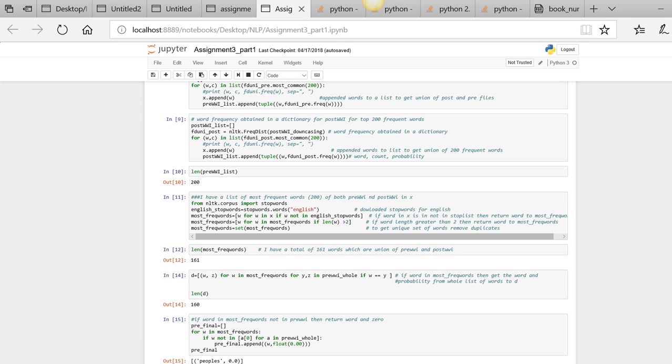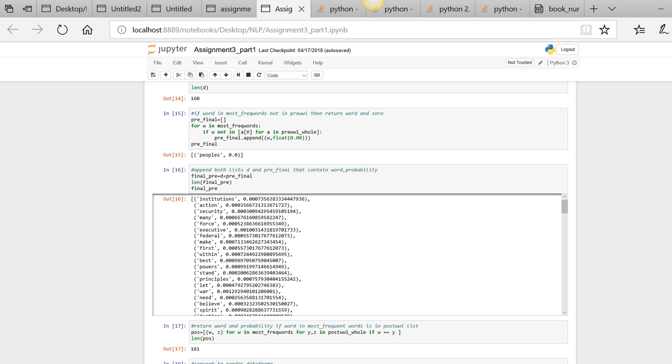For every word in the most frequent words, its corresponding probability from the pre-WI whole is appended to D, with both word and its probability. If the word isn't there in pre-WI whole, then 0 is added accordingly, and both lists were merged.